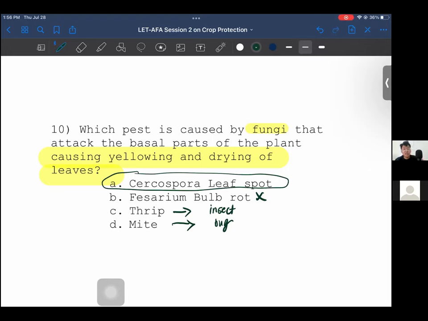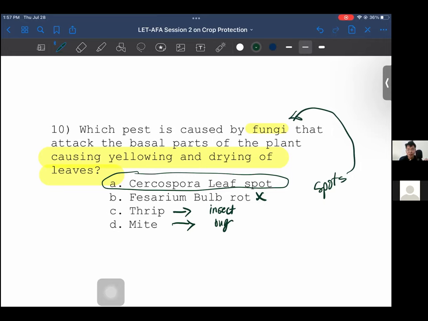And that is actually one of the most common fungal diseases. You can get Cercospora in coffee trees. There is also Cercospora leaf spot in okra. Usually, spots are caused by fungi. Anyway, remember that. Later, we will be meeting more terms for what causes such diseases.